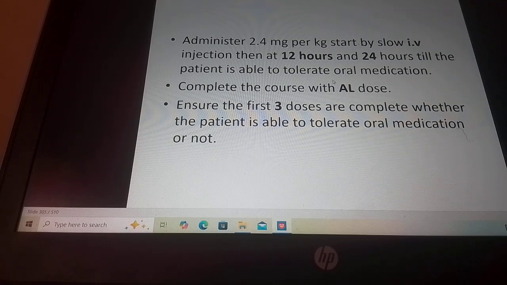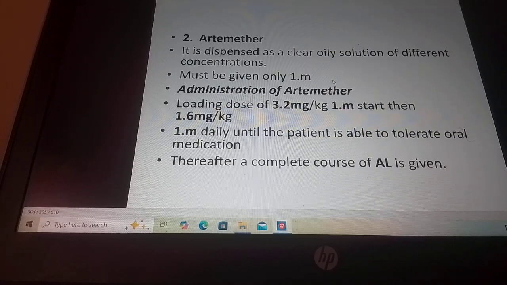We are saying this because remember, when you are giving these injections, they will only clear up to 90 to 99% of the parasites. So you must also give a complete course of oral dose to eradicate the parasite even more. Okay, so that is it for artesunate.